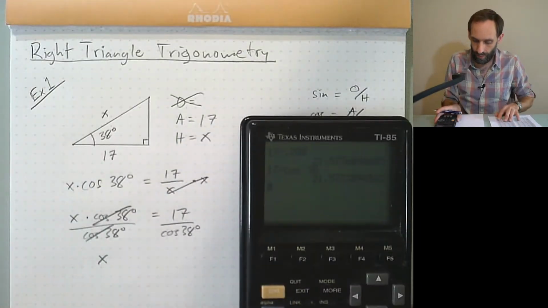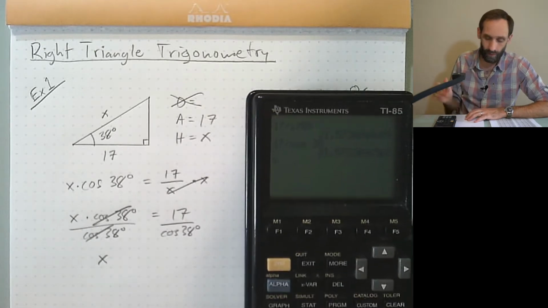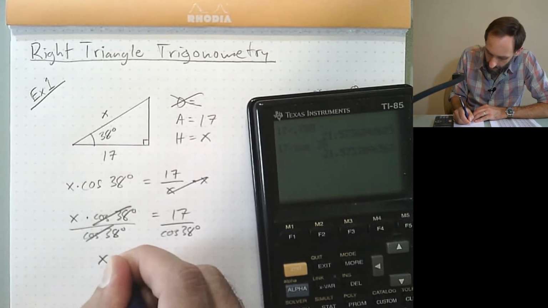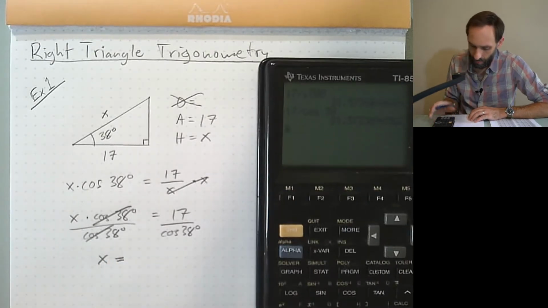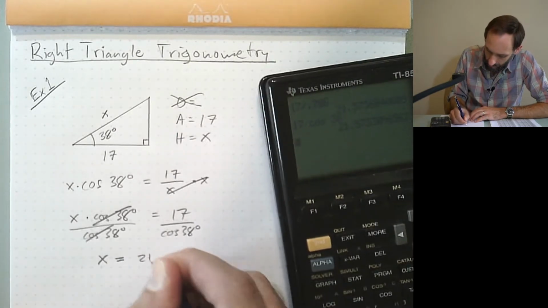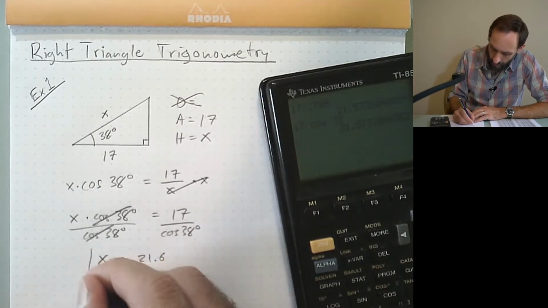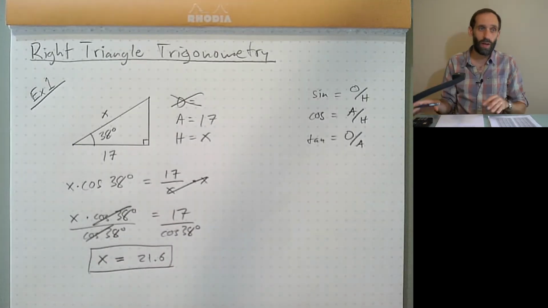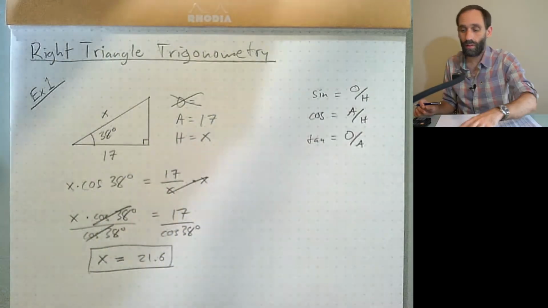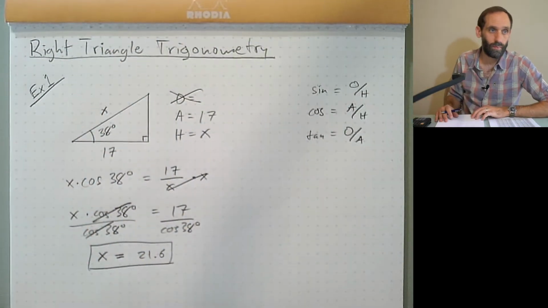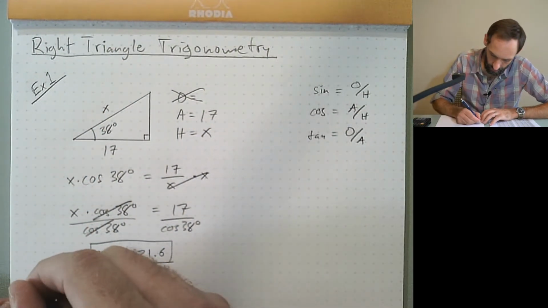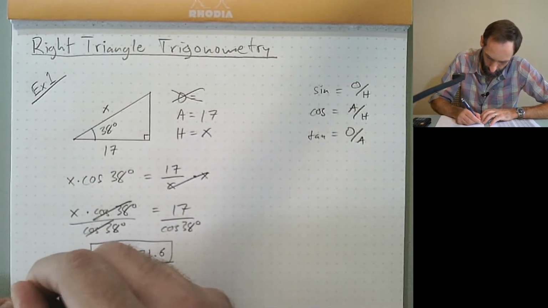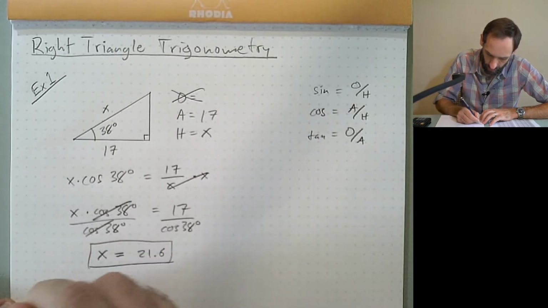So now I know the value of x in this problem. x is equal to 21.6. And I'll just put a nice little box around that. So that's my first problem. Let's do another example as well. So let's see. Example number 2.